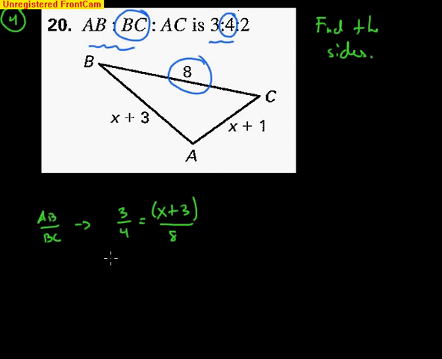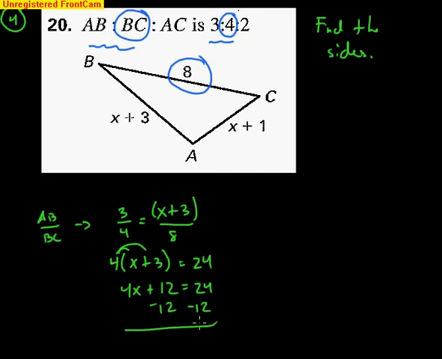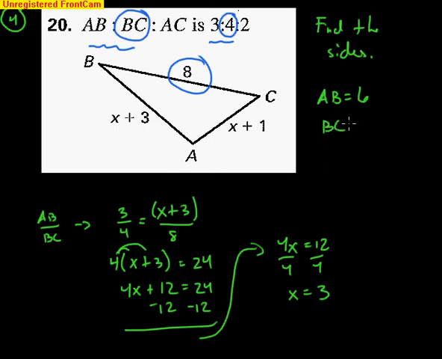So again, binomial, put in parentheses, 4 times x plus 3 equals 3 times 8, which is 24. Distribute. 4x plus 12 equals 24. It's now a 2-step problem. Subtract 12. 4x equals 12, and divide by 4. And x is 3. So I'm going to list my sides up here. AB is going to be 3 plus 3, which is 6. BC they gave us is 8. And AC is x plus 1, which is 4.